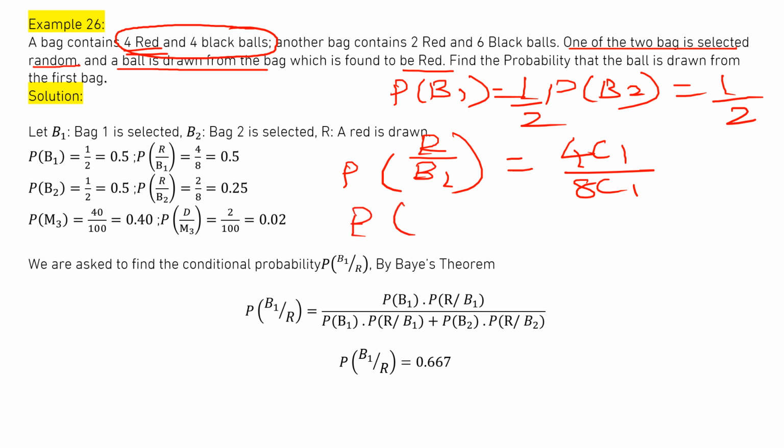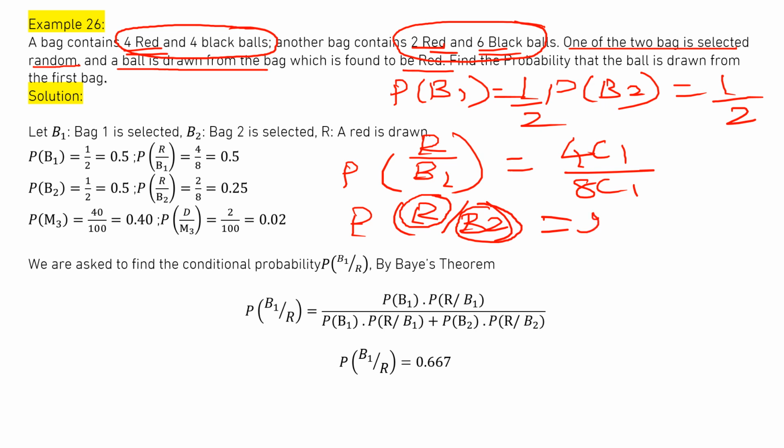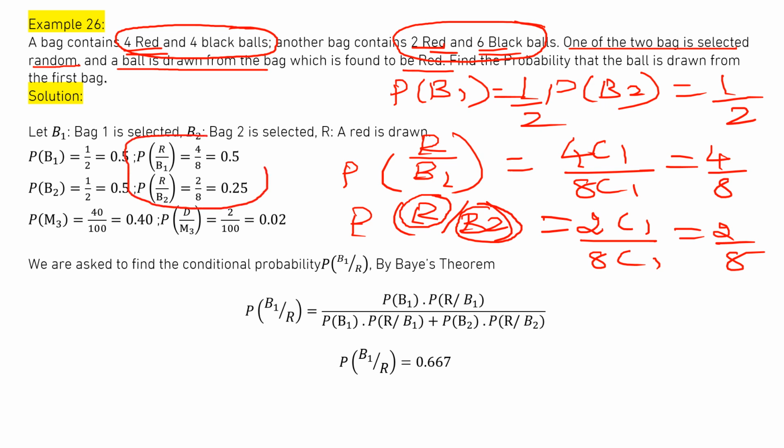Similarly, probability of selecting R given B2. That means you have already selected bag 2. Out of bag 2, how can we select a red ball? We have 2 red balls and 6 black balls, so the total number of balls is 8. Out of 8, we select 1 red ball from 2 red balls, 2C1 divided by 8C1. So this is equal to 4 over 8 and this is equal to 2 over 8. Okay, that is why we have written it here. If you simplify, you will get 0.5 and 0.25.